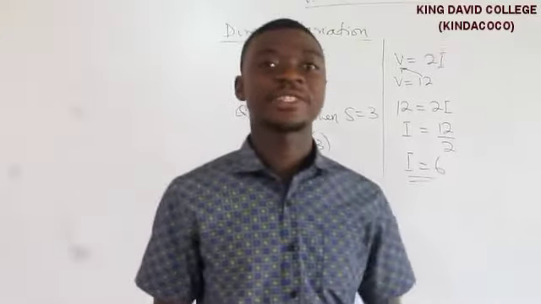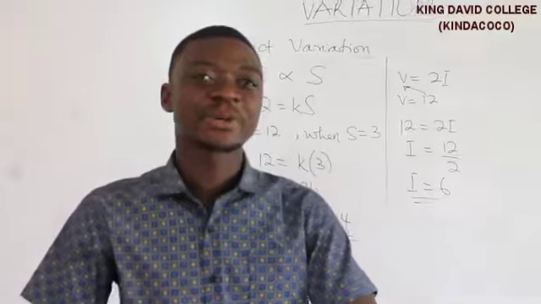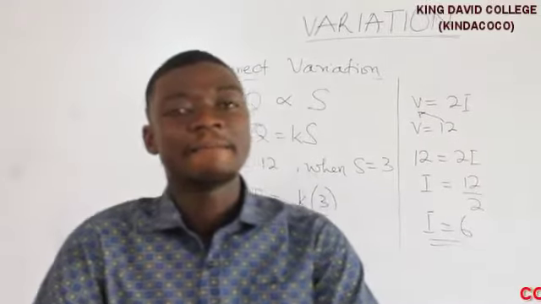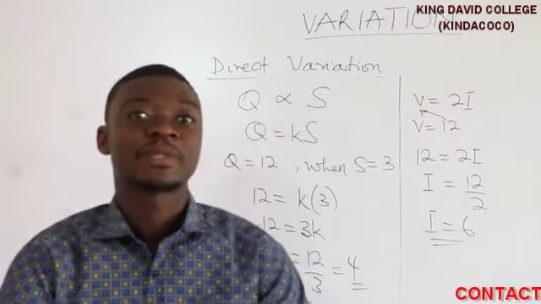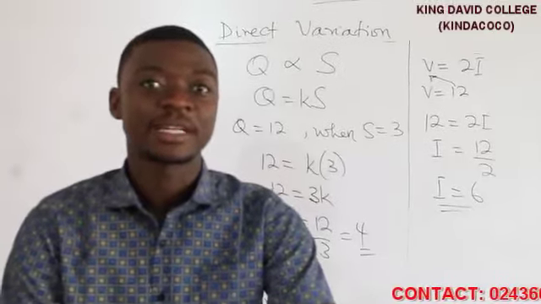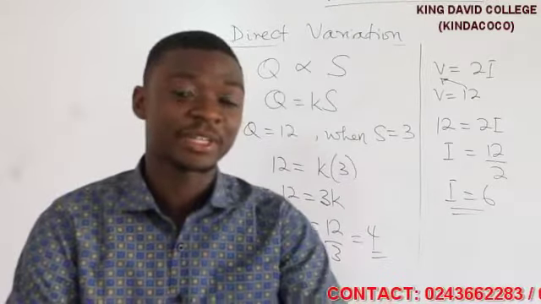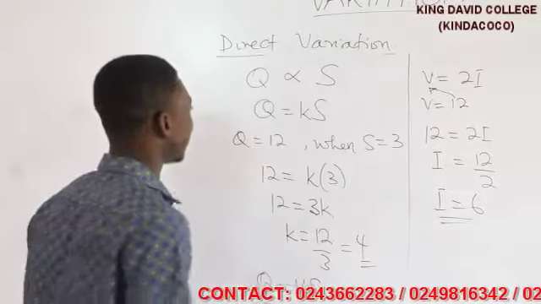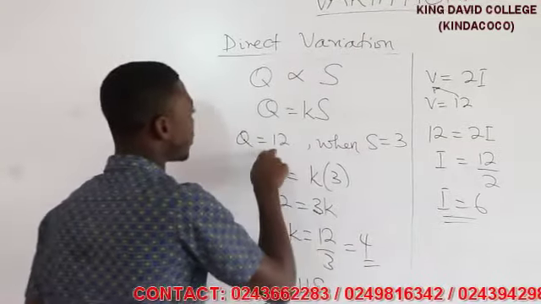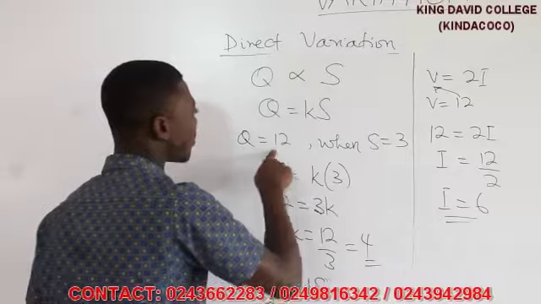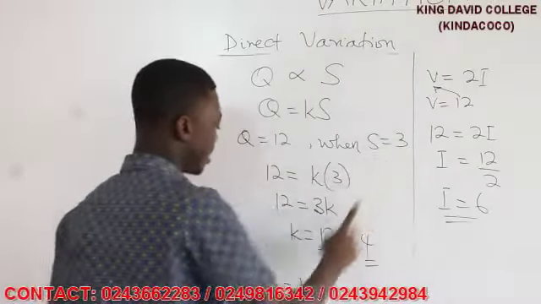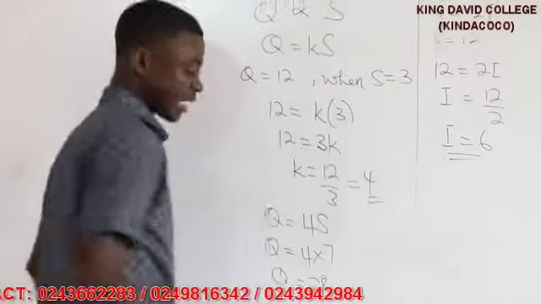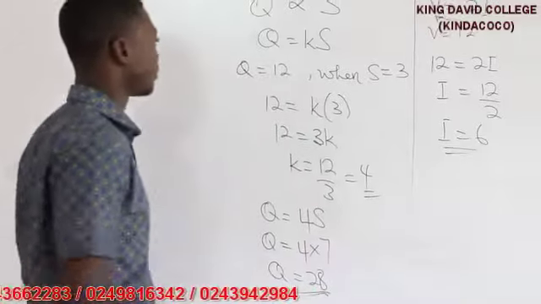In direct variation too, you can also use what we call cross multiplication. You know how we do that, right? Direct proportion. They call it direct proportion. Cross multiplication. So it's like saying, if q is 12 and it amounts to 3. Okay, let me show you that.